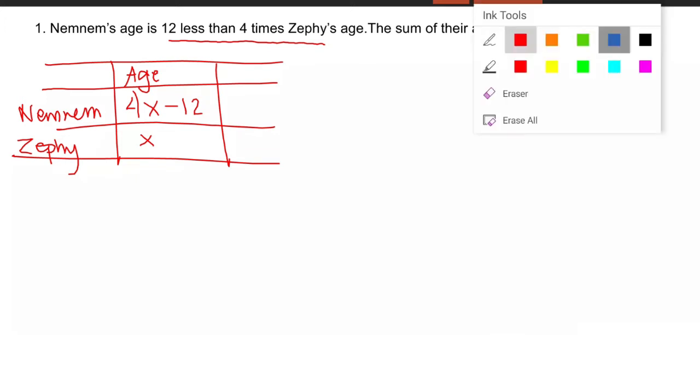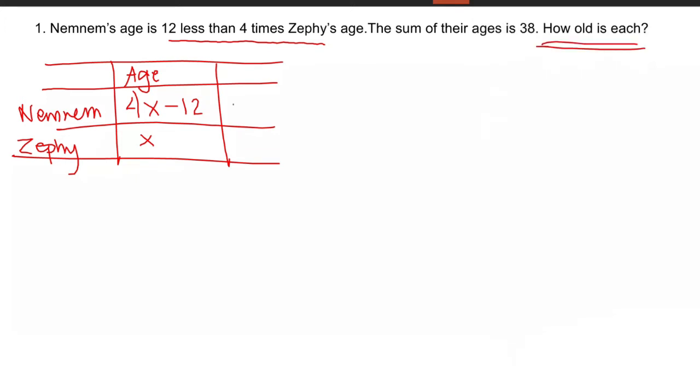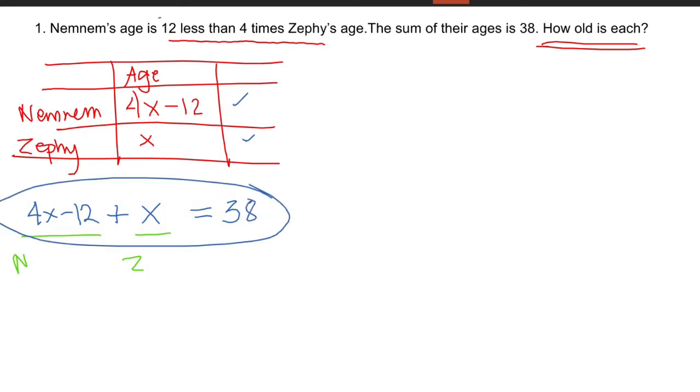Now let's read further. The sum of their ages is 38, meaning to say if we're going to add this and this one, we are going to have 38. So let's add them together. So we have 4x minus 12 plus x. So here we have Nemnem's age, so let's denote this as n. And then this is Zephy's age, z. So n plus z equals 38. If we're going to add them together, we will get this kind of equation. This is the equation that we're going to evaluate.